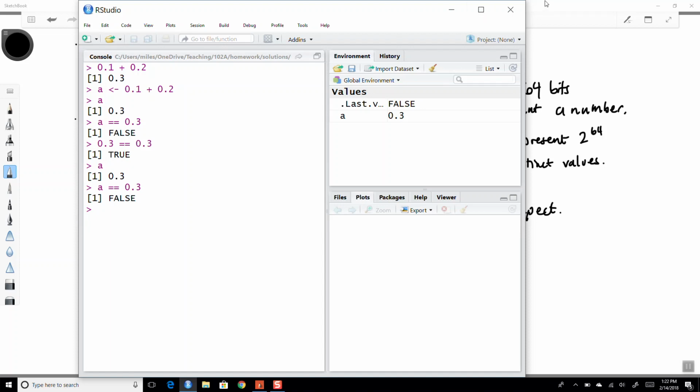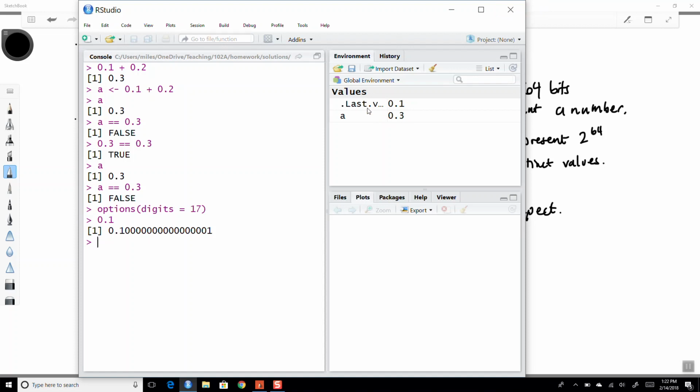It's doing this in binary. So underneath the computer, this is happening in binary. And so let me just change something and do options, digits equals 17. Okay, so if I do 0.1 with 17 digits, it's actually not 0.1.